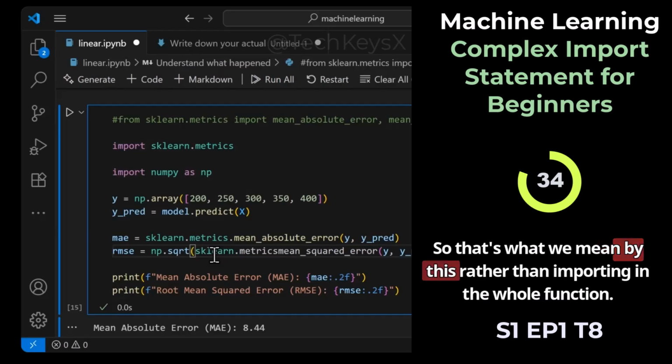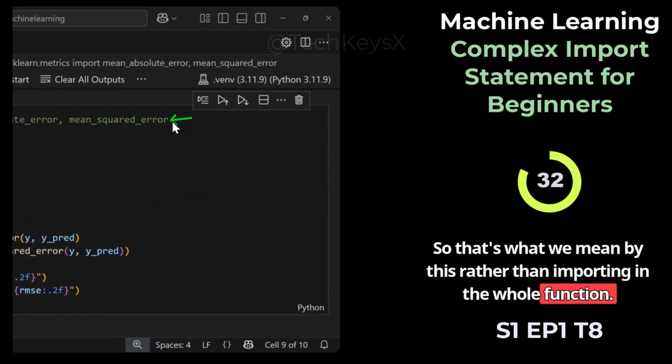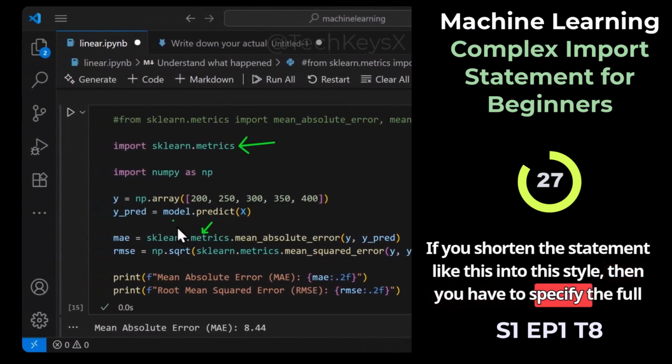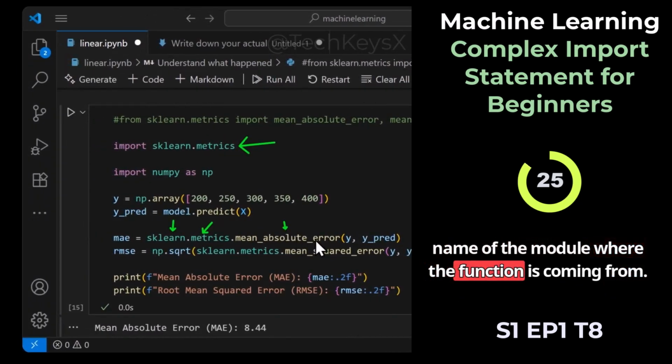So that's what we mean by this. Rather than importing the whole function, if you shorten a statement like this into this style, then you have to specify the full name of the module where the function is coming from.